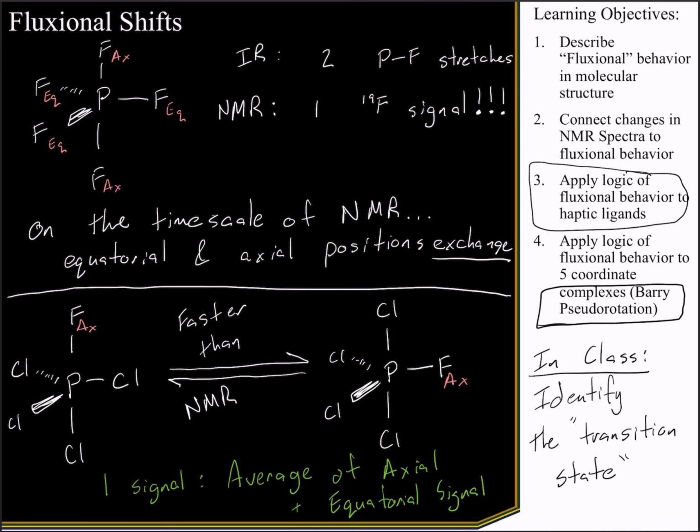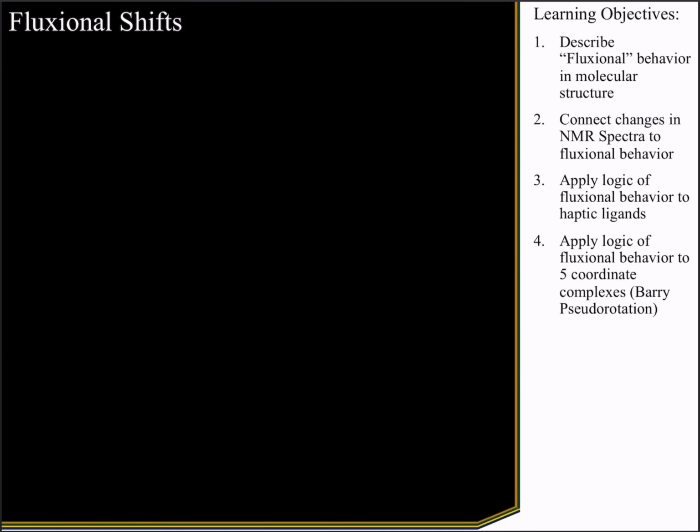So here we have our learning goal or objective number 3: apply this fluxional behavior to haptic ligands. So we've described these haptic ligands before, where we have a metal center that's actually bound to multiple atoms in a row. So let's look at this given rhodium complex that has two different phenyl rings attached.